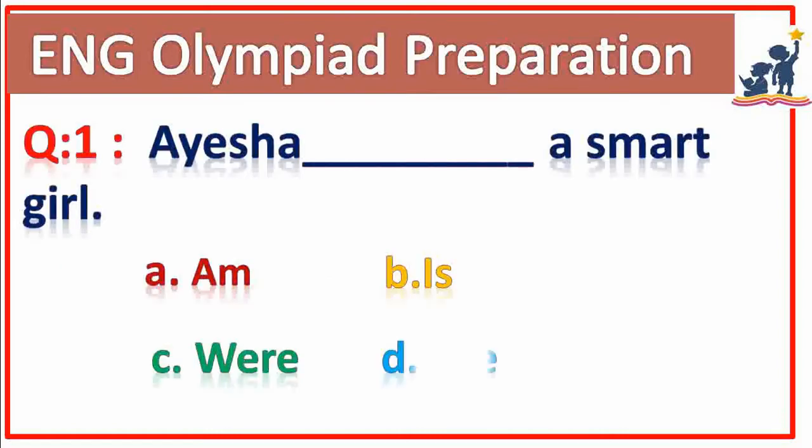Now some questions are there. Question number 1. Aisha dash a smart girl. Here the answer will be is, because Aisha is in singular form. So we always use is in case of singular form.